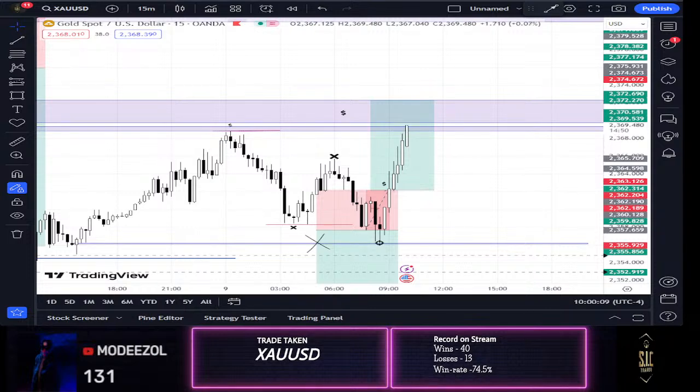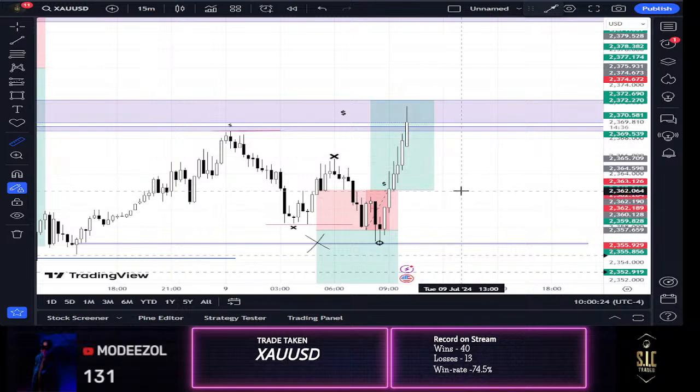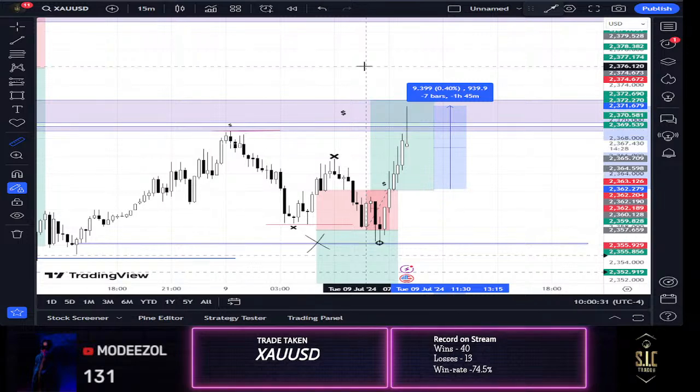Maybe she flies for us. There she goes. There she goes. Man, beautiful. Beautiful buy here, guys. Easy, close to 100 pips. We almost got 100 pips. Look at that. 93 pips, guys. I don't know what else to say. It's just beautiful. That's all.